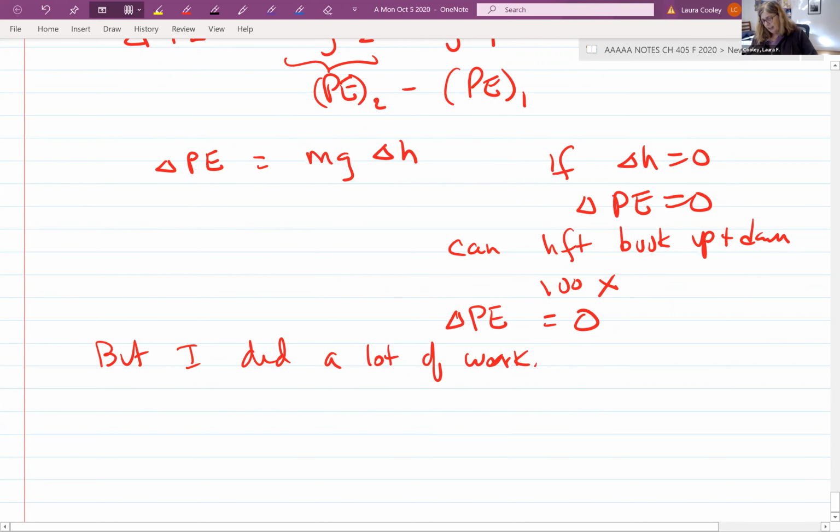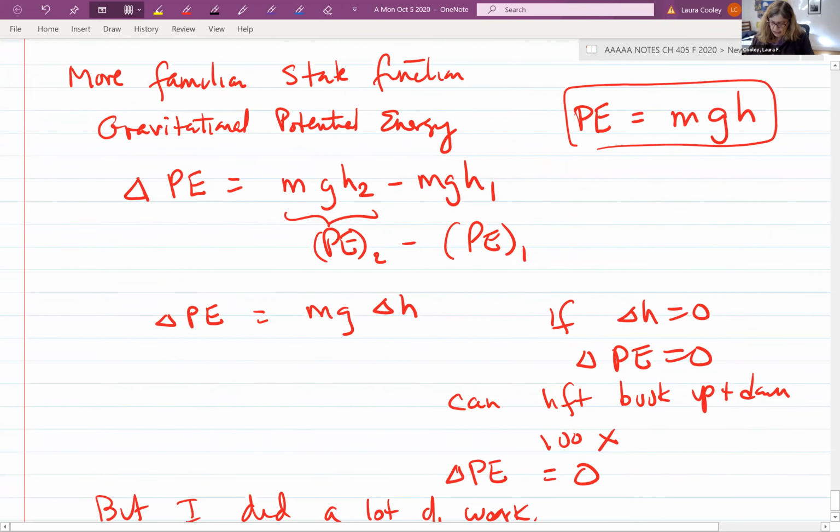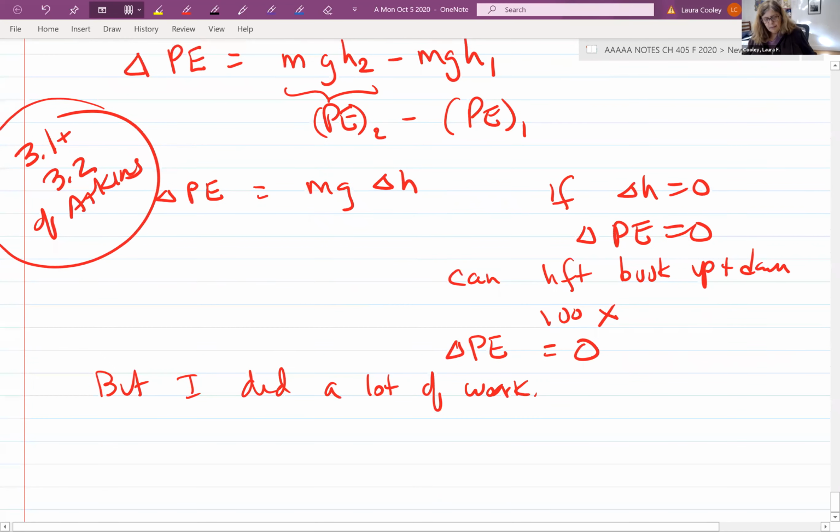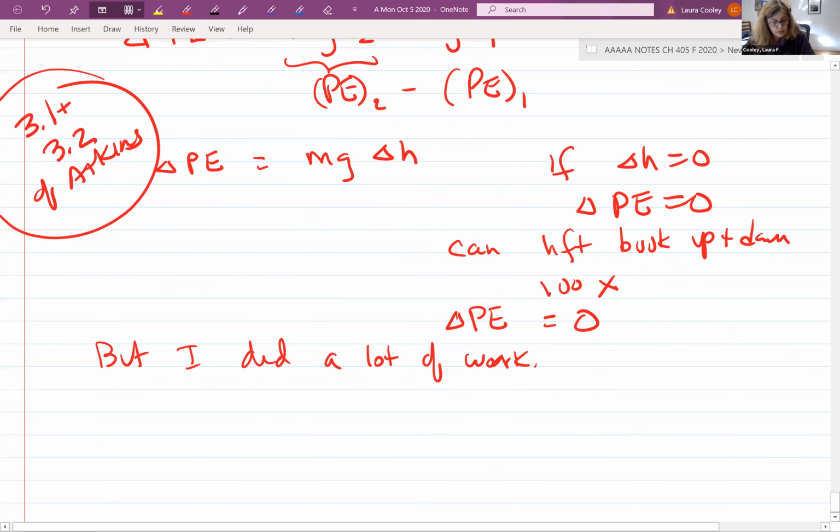So here's another thing that comes about in chapter 3. You should read sections 3.1 and 3.2. They talk about path dependence and path independence, and also some other things we'll get to about exact and inexact differentials.